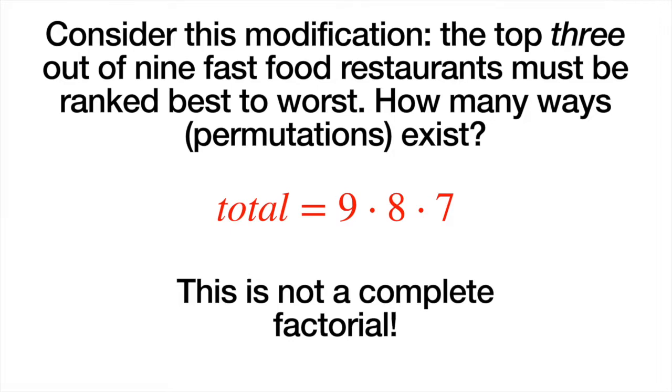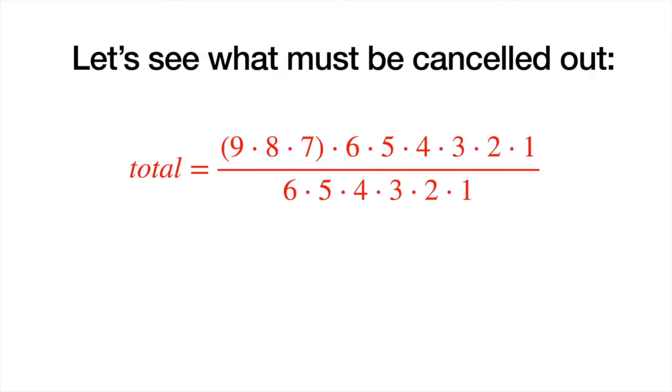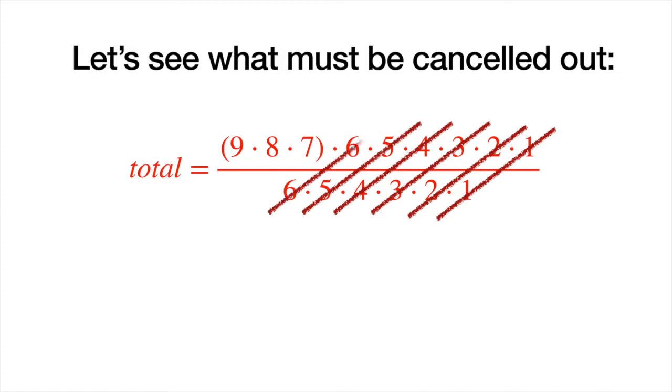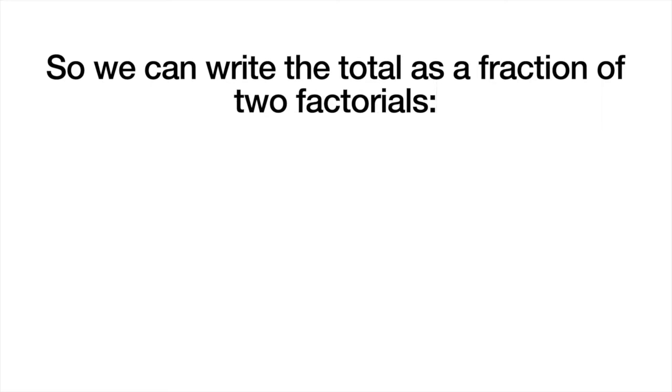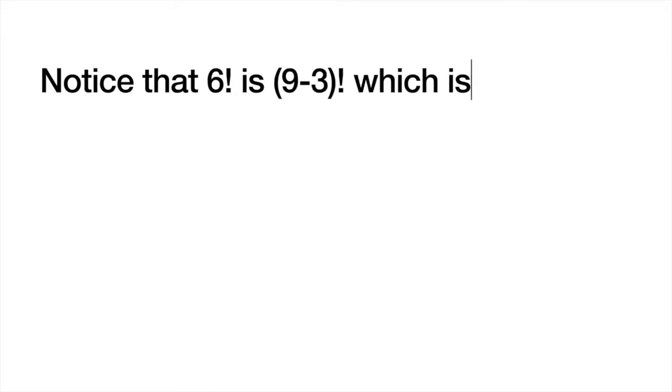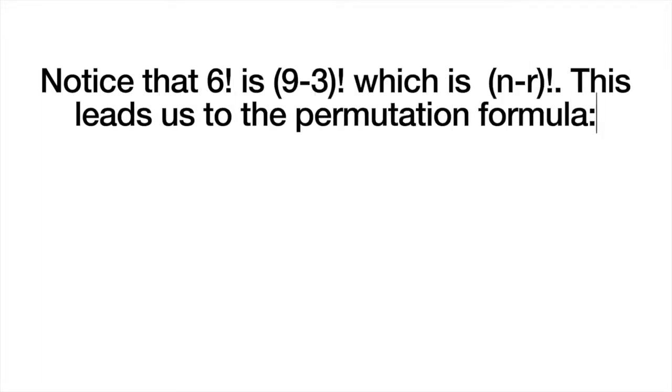However, there is no need to worry. We can still use factorial notation to represent this problem. If we expand out the 9 factorial on the top, we can see what needs to be cancelled out. In fact, what needs to be cancelled out is a 6 factorial. Therefore, we can write the total as 9 factorial over 6 factorial. Notice that 6 factorial is (9 minus 3) factorial, which is (n minus r) factorial. Recall, n is the number of objects available to pick, and r is the number of objects we are picking.